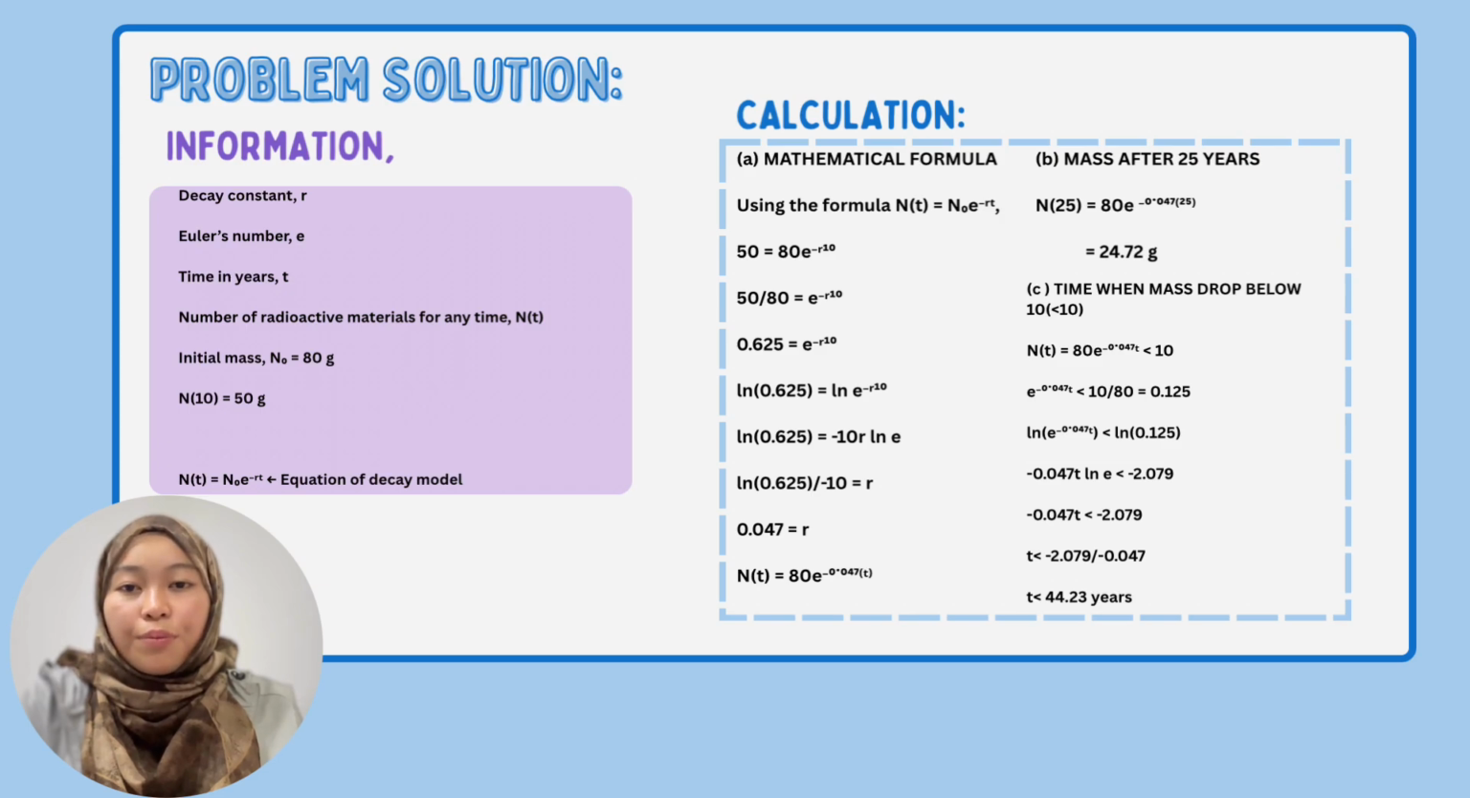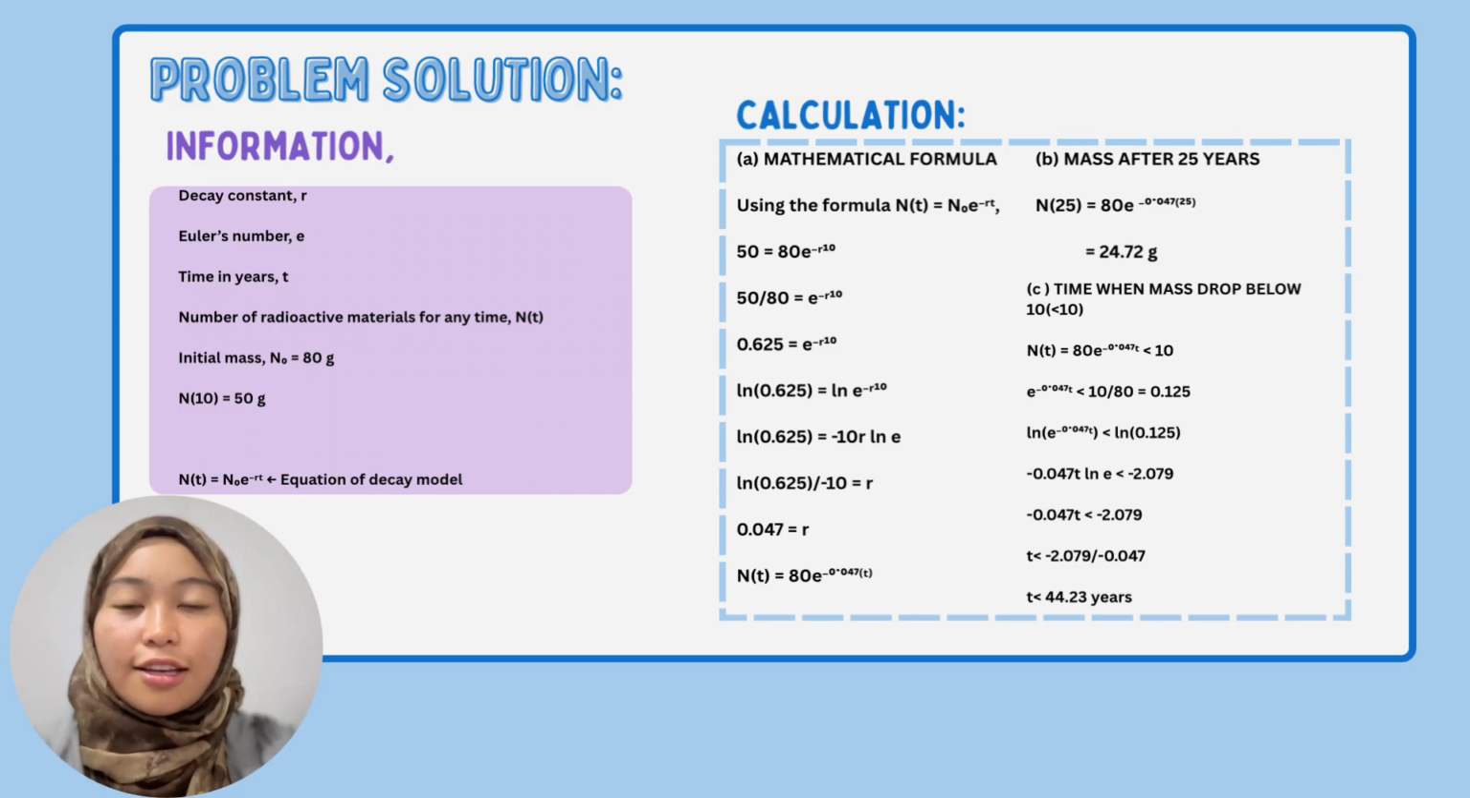negatif R10. Kedua-duanya kita akan darabkan dengan ln. Jadi ia akan menghasilkan ln 0.625 sama dengan negatif 10R ln E. ln 0.625 kita akan bahagikan dengan negatif 10 untuk mendapatkan R. Jadi R yang kita peroleh adalah 0.047. Dan mathematical formula yang kita dapat adalah NT sama dengan 80E kuasa negatif 0.047T.